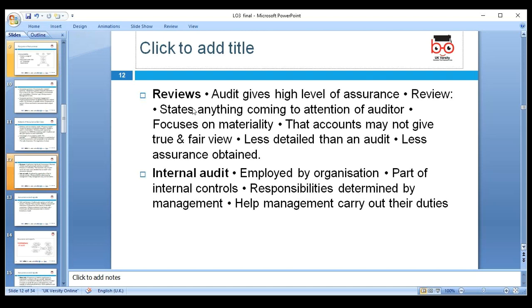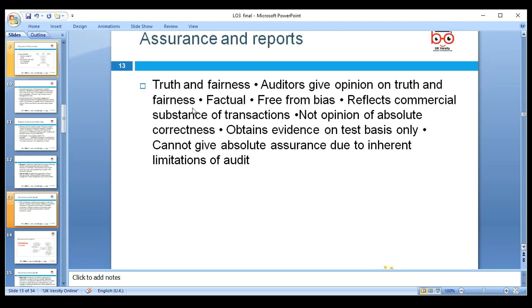Internal audit is implemented by the organization as part of internal control, with responsibility determined by management. It helps management carry out their duties. Okay. Assurance, truth and fairness. Auditors give an opinion on the truth and fairness: factual, free from bias, reflecting the commercial substance of the transaction, not an opinion of absolute correctness.